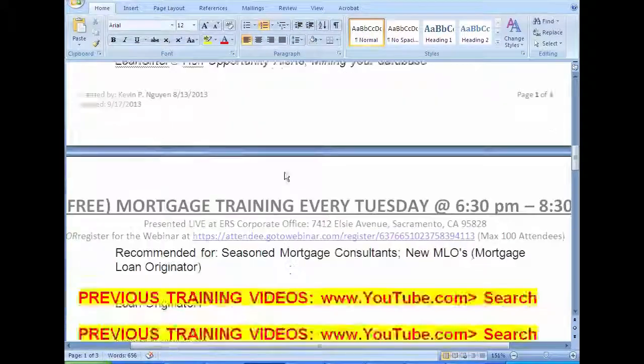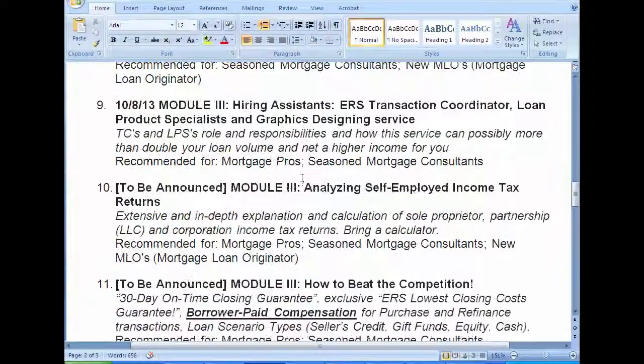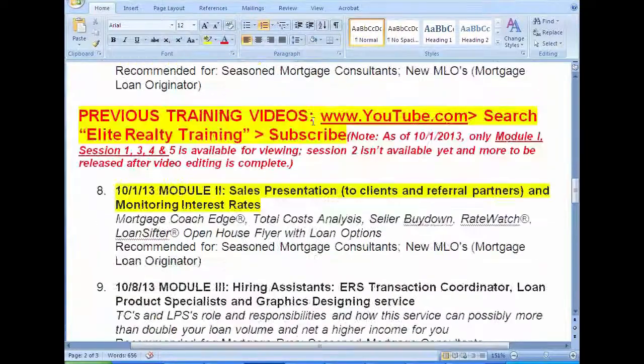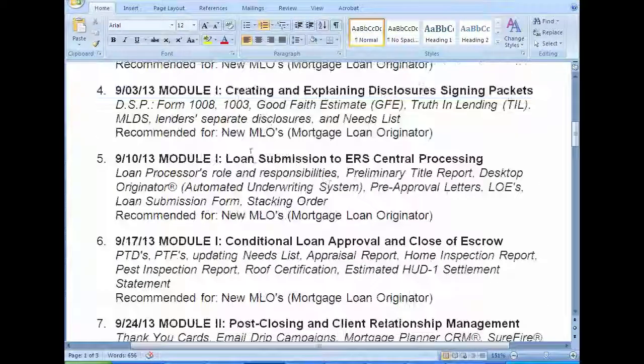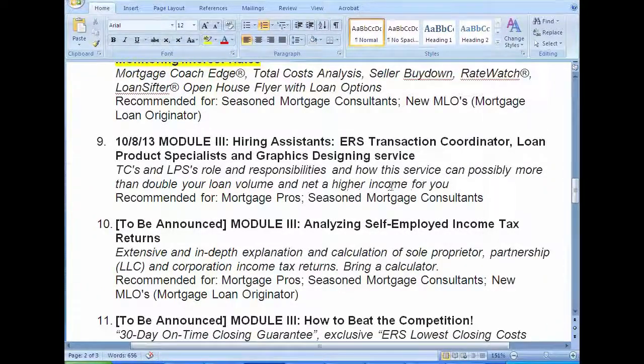Module 3 is really for, if you don't want to attend, it's fine. This is more to help you grow your business by utilizing other services. So one thing here is to hire an assistant. I covered that when we talked about central processing, which is in module 5. But in 5 we covered a lot more on the title report and everything else. This one, next week, I'll be covering more on how you actually manage these people.